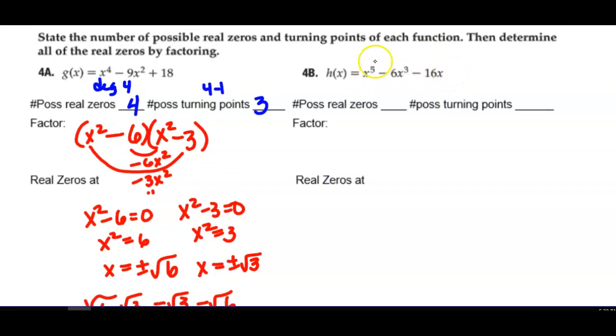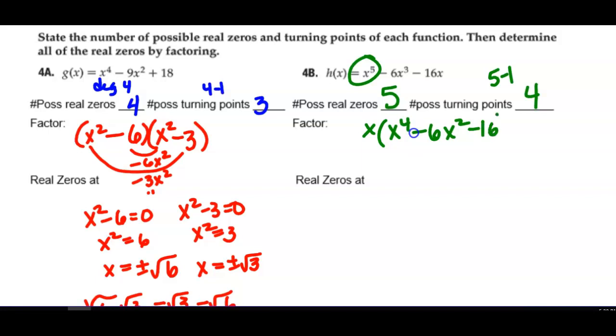So this one is a degree 5. So there are 5 possible real zeros, and 5 minus 1 means 4 possible turning points. To factor this, we can take an x out of all of them. That'll leave an x to the 4th minus 6x squared minus 16. Now, we're going to take the x and leave it out front. Don't lose that one. And then we're going to factor this further because it only has an x to the fourth and an x squared.